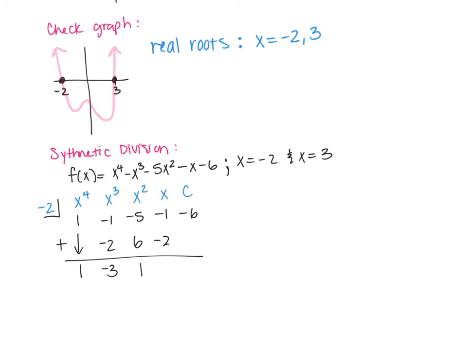Then if I add -1 and -2, I get -3. And -3 times -2 gives me a +6. If I add, I get 0. And that I should get 0 because I've already checked with the graph here that this is a possible solution. So this should have divided in evenly, and it does.